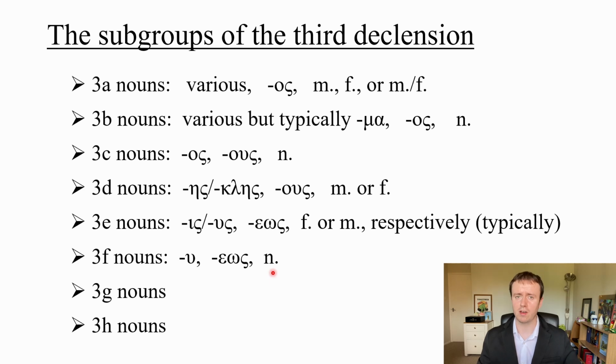And we would recognise that a noun is a 3F noun by its nominative and genitive singular endings. If a noun's nominative singular ends in u and its genitive singular ends in eos, then it is a 3F noun. So, ladies and gentlemen, what lets us know a noun subgroup is the nominative singular ending and the genitive singular ending, except for 3A nouns and 3B nouns. There, it's the genitive singular ending and the gender that matters most of all, in terms of our recognising that it's a 3A noun or a 3B noun. But everywhere else, it's the first two forms which let us know the subgroup.